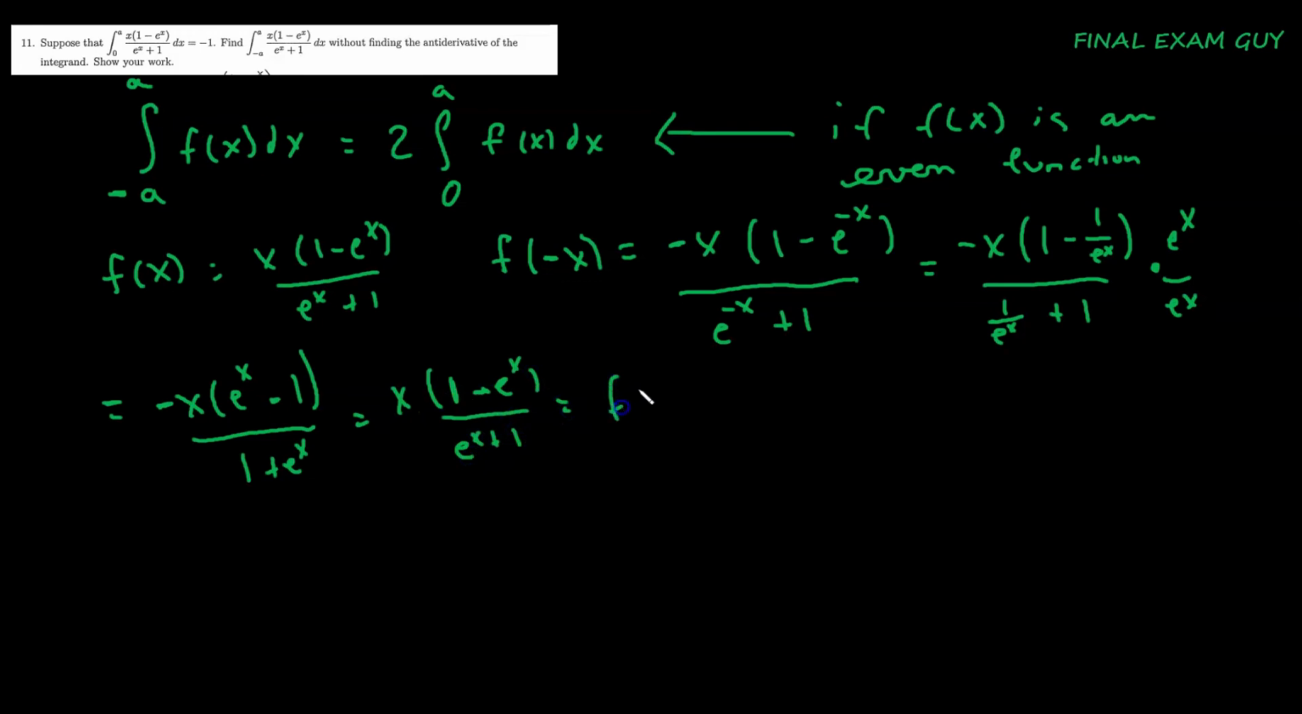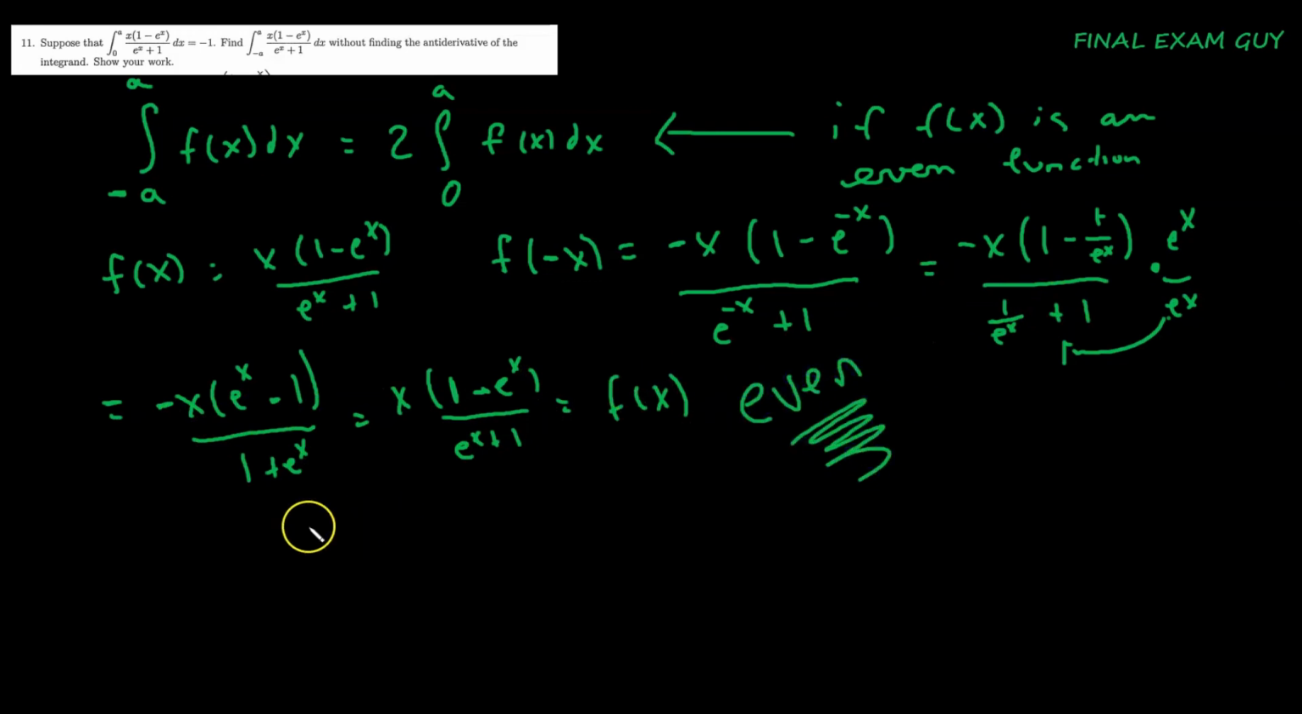And that is our original function. So recap: distributing this e to the x here and here, you get 1 plus e to the x. Distributing this e to the x here, you get negative x e to the x, and this term becomes 1, so you basically have your function spit back right at you. So it is even.